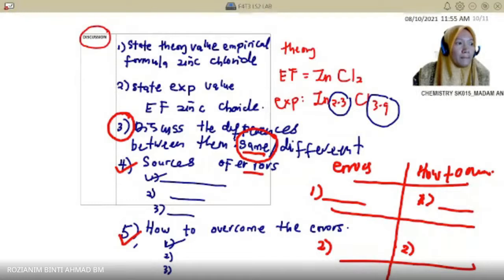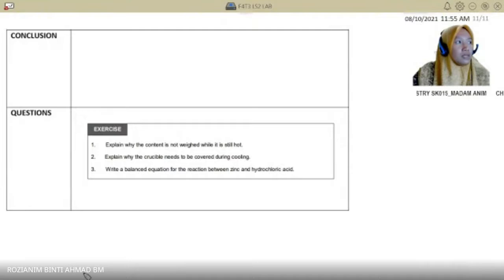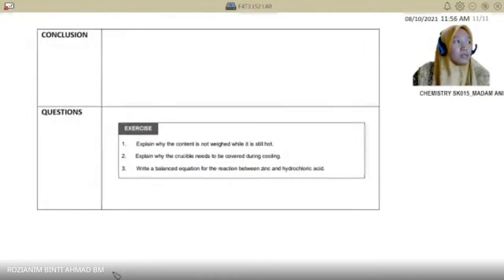Ada soalan? Tak ada? Faham. Nanti study balik video untuk you ambil balik data for the experiment. Okay, so 5 je saya nak dalam discussion kamu, tapi ayat mesti fully sentence. Okay, next part. After discussion, kita kena completekan eksperimen kita.